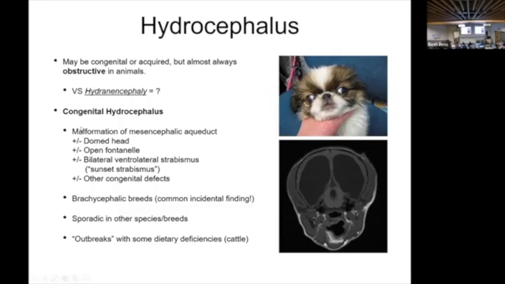Congenital, these are malformations frequently of the mesencephalic aqueduct, which is that little narrow strip that goes above the brainstem. It's associated with other craniofacial abnormalities, these big domed heads. You can kind of look at these guys and be like, oh yeah, you got some hydrocephalus cooking in there. A lot of them have open fontanelles that may or may not close as they get older. And then this sunset strabismus, which is this bilateral ventrolateral strabismus.